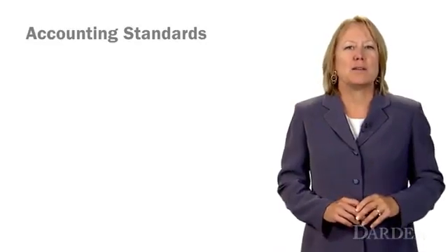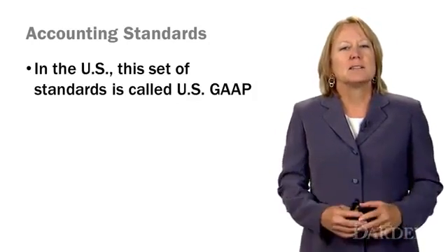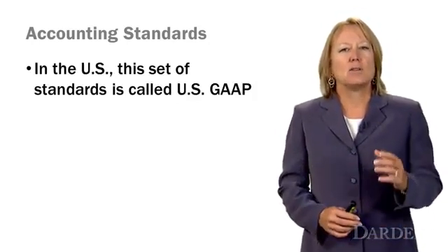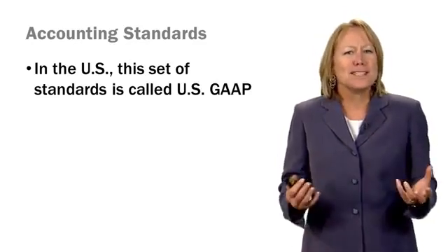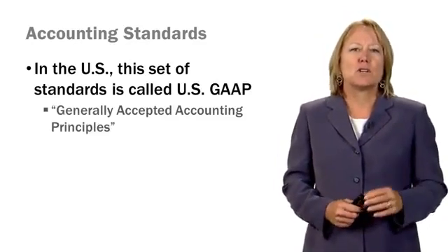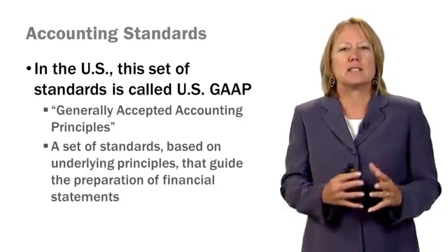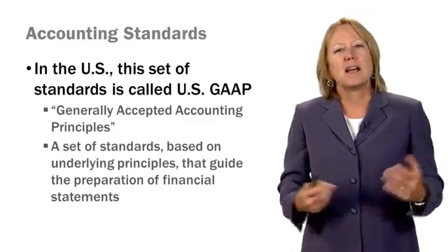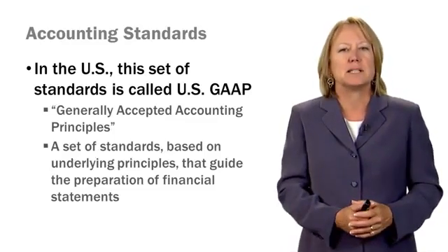Let's talk now about accounting standards. In the U.S., the set of standards is called U.S. GAAP. GAAP, you might have heard that term. What does that mean? GAAP stands for Generally Accepted Accounting Principles, and it's a set of standards based on some underlying principles that guide organizations in how to prepare their financial statements.